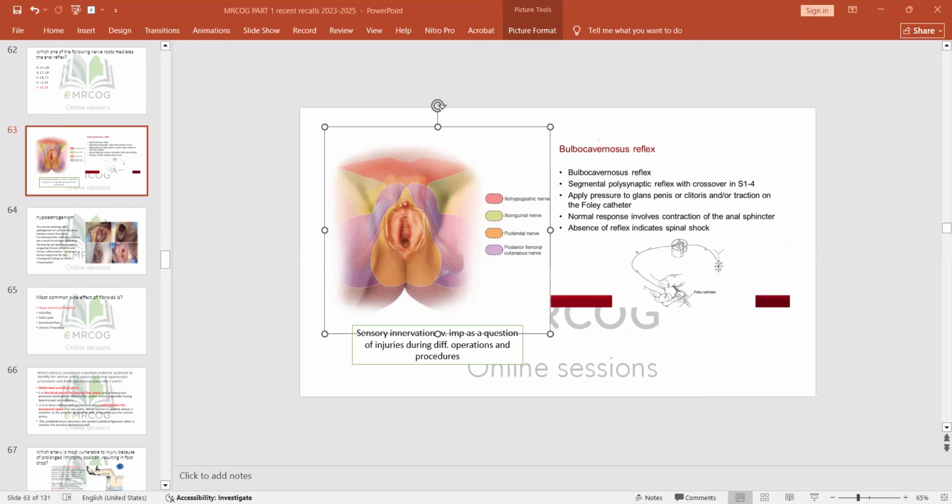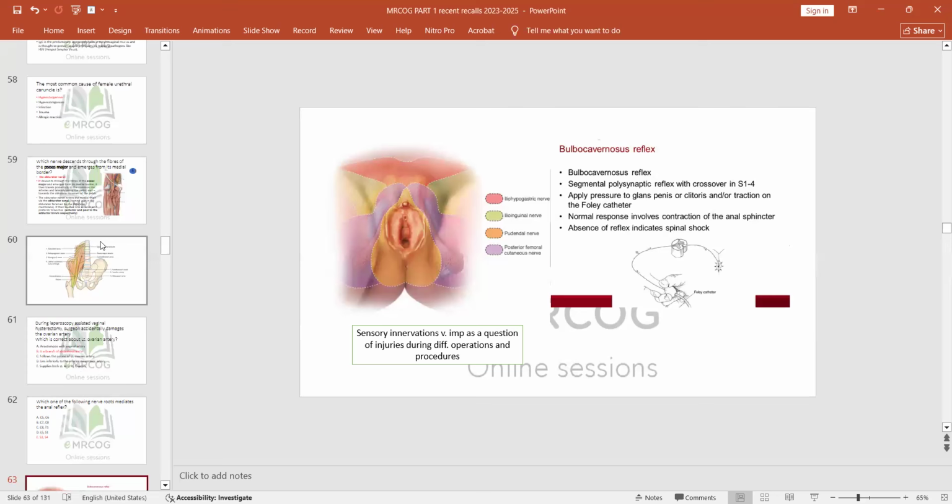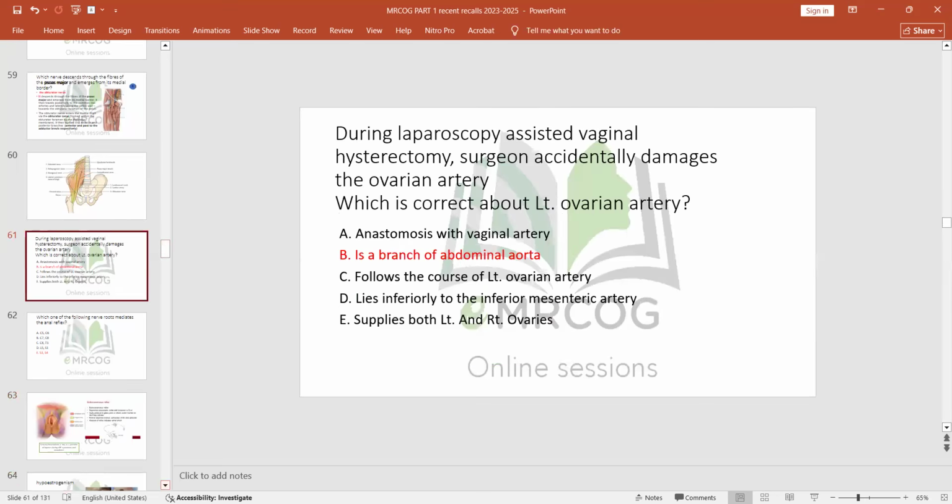The ilioinguinal, yes. The ilioinguinal also. Excellent. Okay, so we have reached the next question. We can take also those two questions.